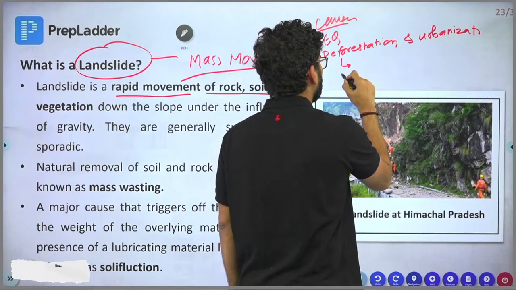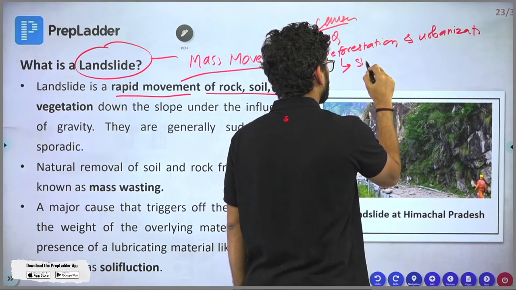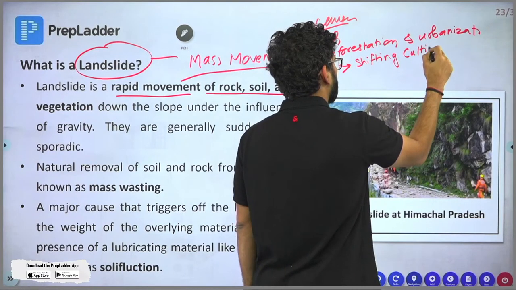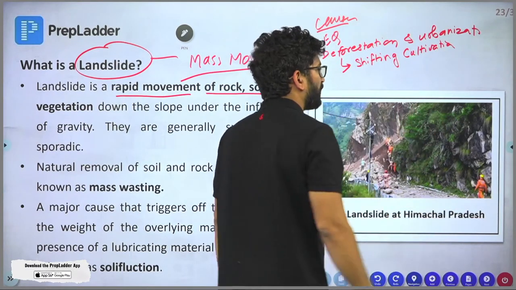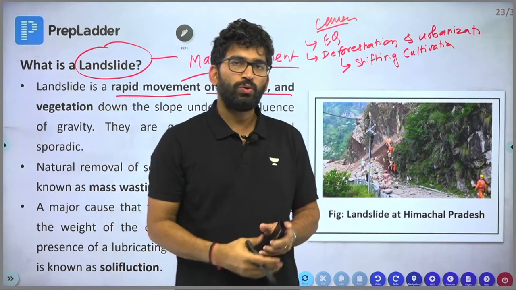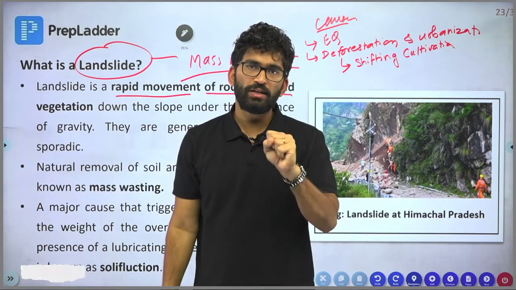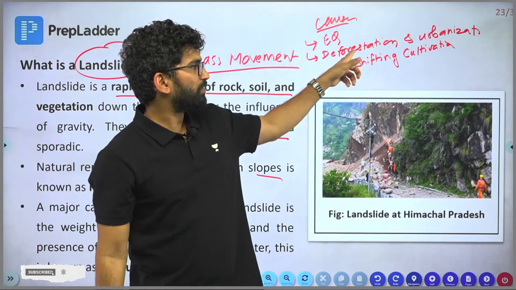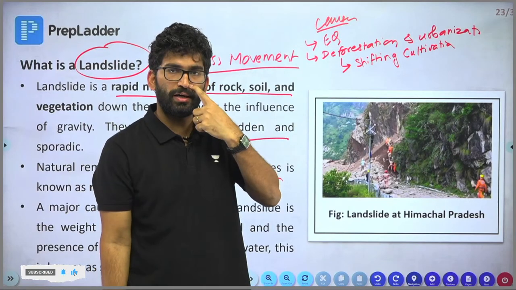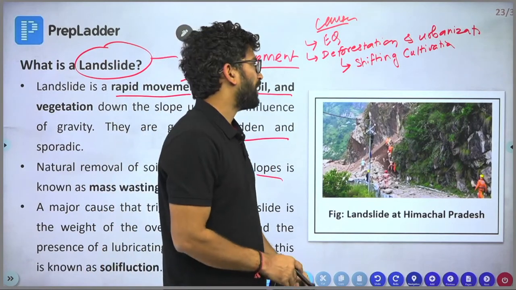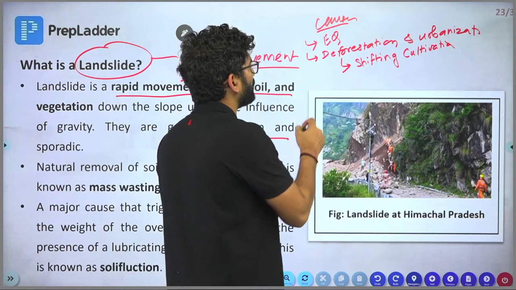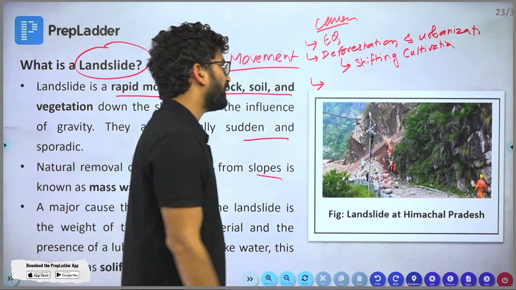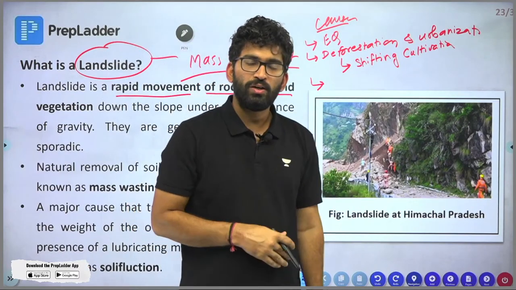In deforestation, in the region of Arunachal Pradesh, we can also say shifting cultivation. So what happens is, whenever you cut down trees, the trees are basically holding those sediments together. But when trees are cut down, the sediments become loose and they can always come down the slope. So deforestation and urbanization is one of the causes of landslide. Along with that, seepage of water within the surface.